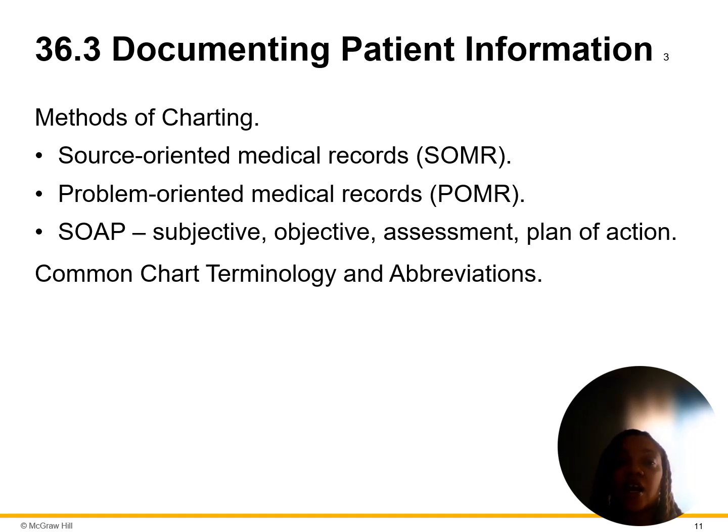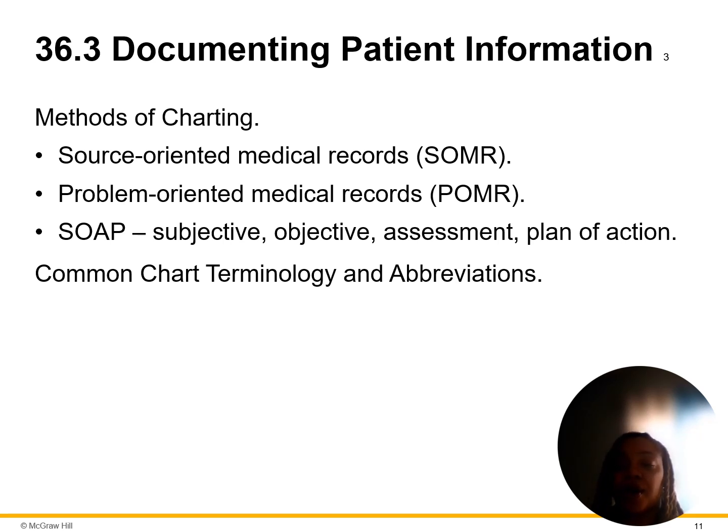Okay, so now let's talk about the different methods of charting that we have. We have source-oriented medical records, which is abbreviated SOMR. The SOMR information is arranged according to who supplied the data, whether it was the patient, whether it was from the results or from someone else. That's how it's actually arranged inside the patient's chart.